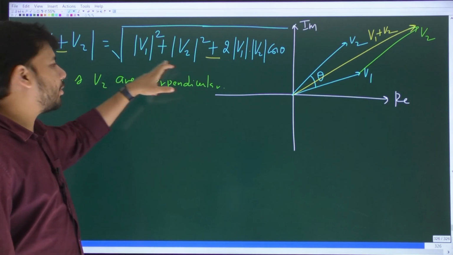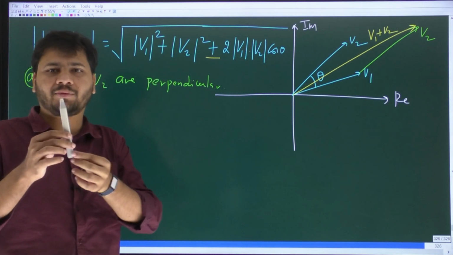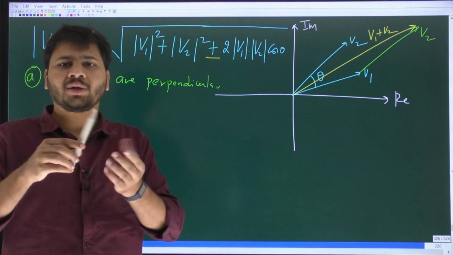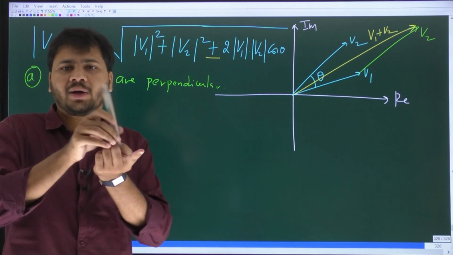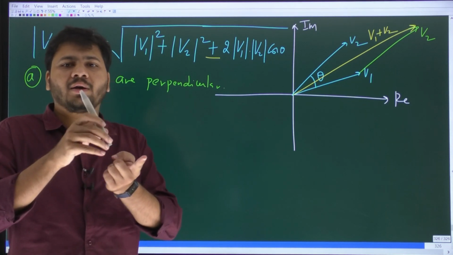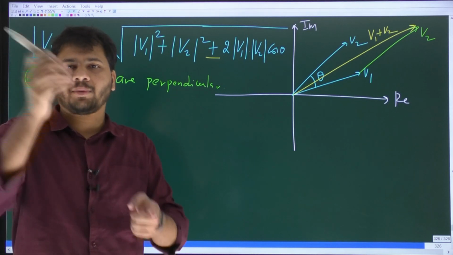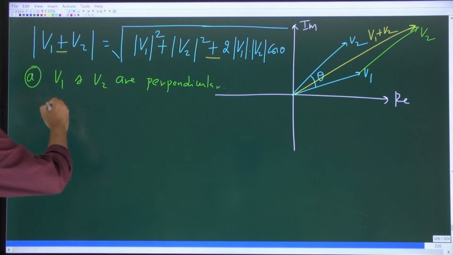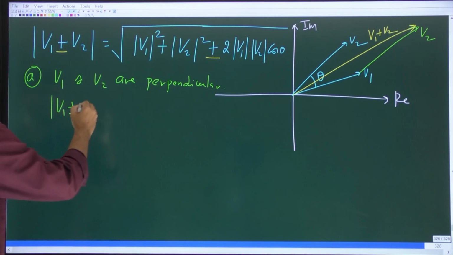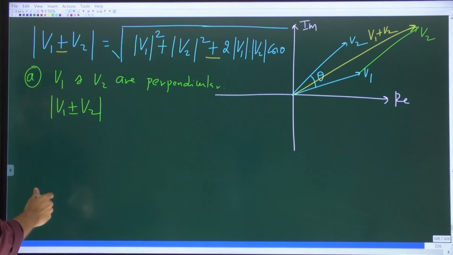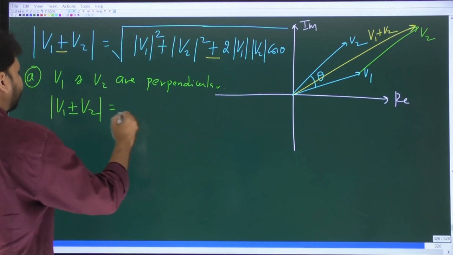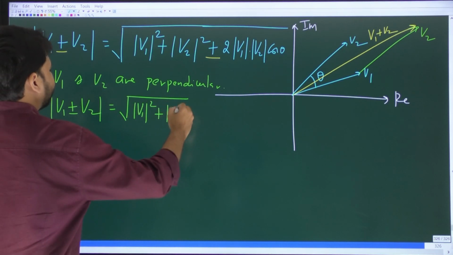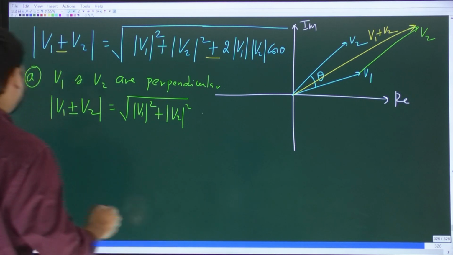You will simply get square root of, I mean, it's like having a right triangle. If two phasors are perpendicular, or the angle between the two phasors is 90 degrees, it's like having two perpendicular vectors, and finding the magnitude of V1 plus V2 is the same as finding the length of the hypotenuse. So in this case, mod of V1 plus or minus V2 is equal to square root of mod V1 square plus mod V2 square. Okay.